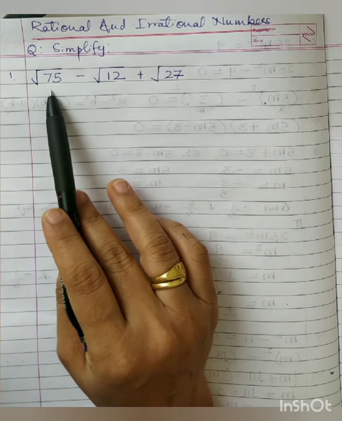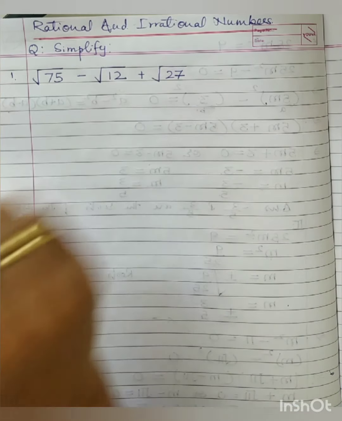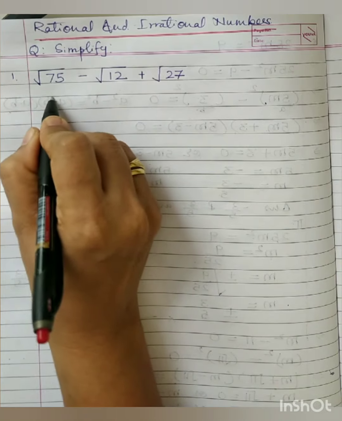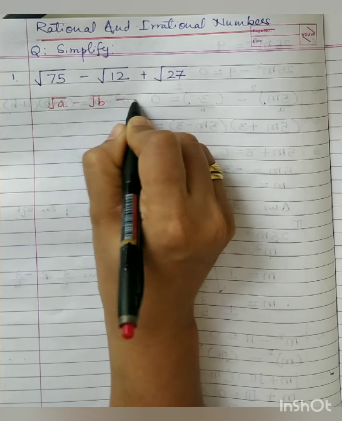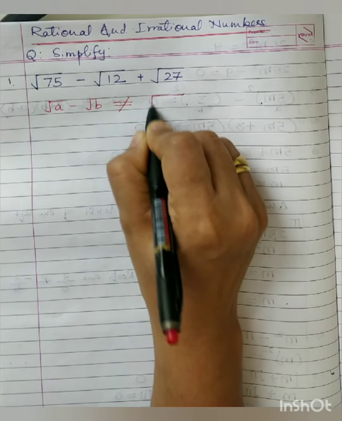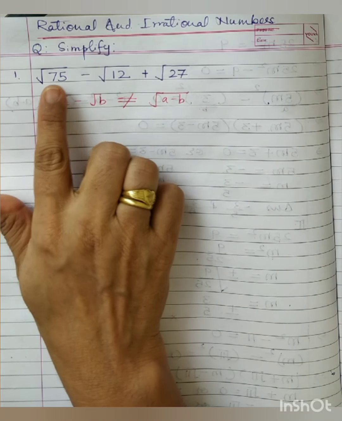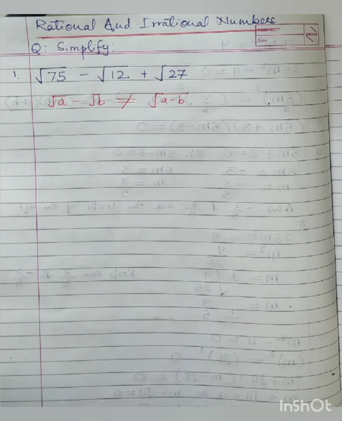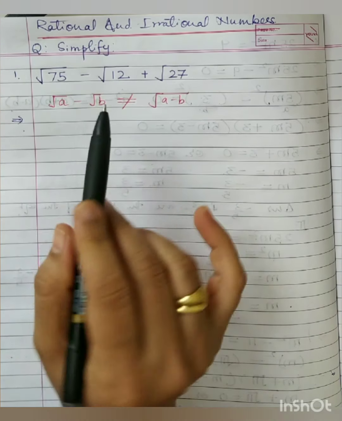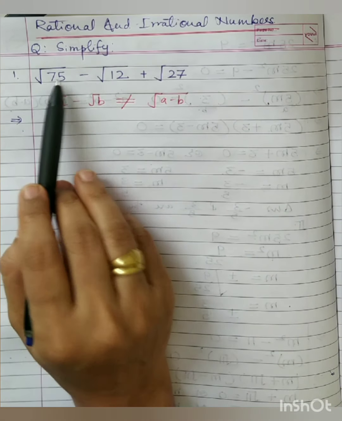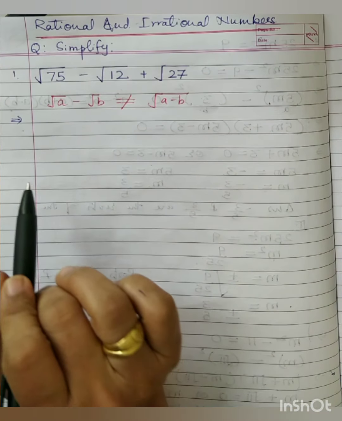First question is root 75 minus root 12 plus root 27. Let me remind you once. As we have studied in the last class, root a minus root b is not equal to under root a minus b. So none of you is going to think it is under root 75 minus 12. Okay, that is the first thing. Now then what to do? Then try to convert them into like surds. So the first thing that comes to your mind is to go for simplification.